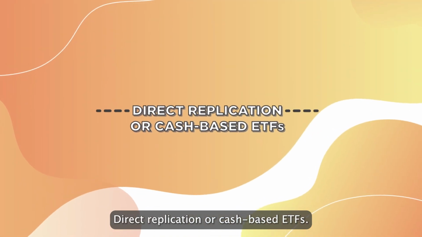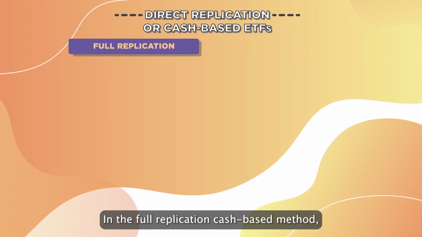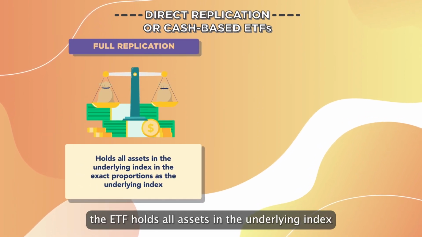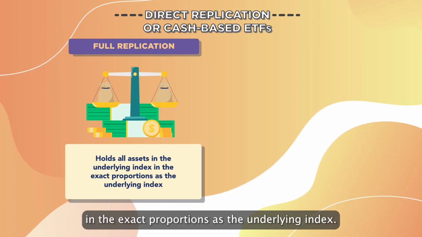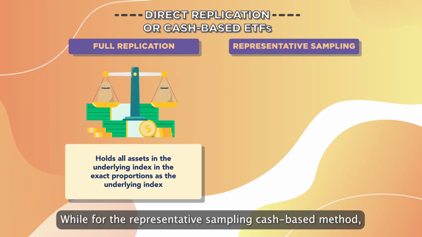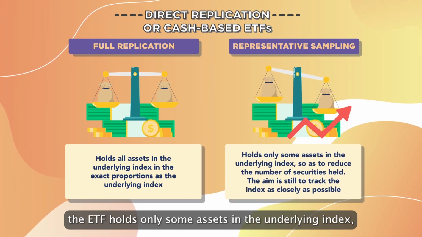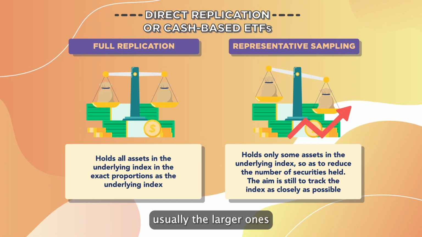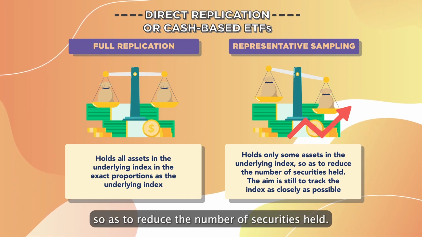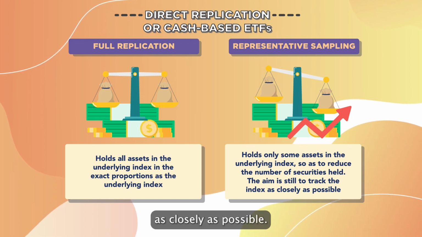Direct replication or cash-based ETFs. In the full replication cash-based method, the ETF holds all assets in the underlying index in the exact proportions as the underlying index. While for the representative sampling cash-based method, the ETF holds only some assets in the underlying index, usually the larger ones, so as to reduce the number of securities held. However, the aim is still to track the index as closely as possible.